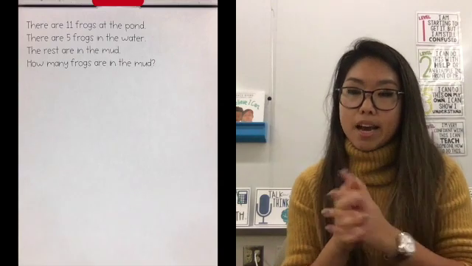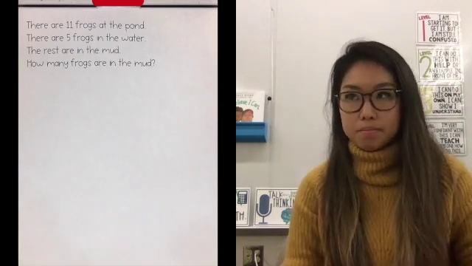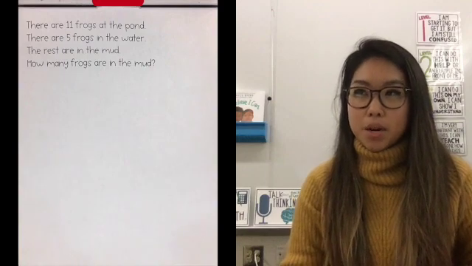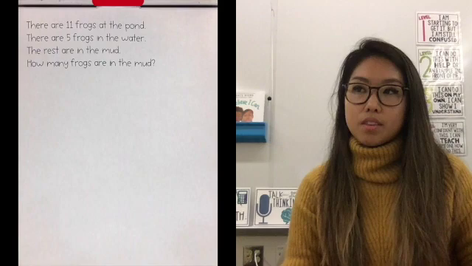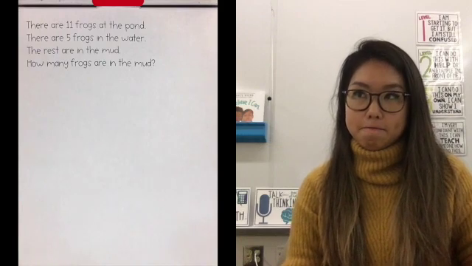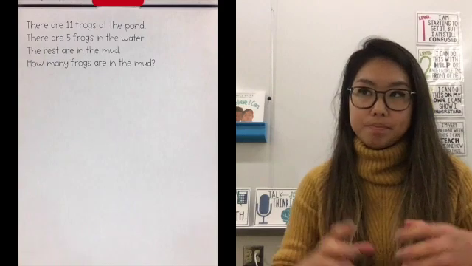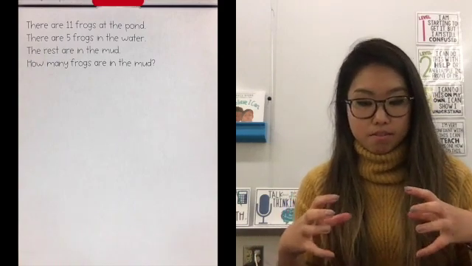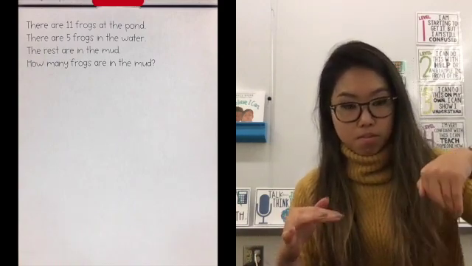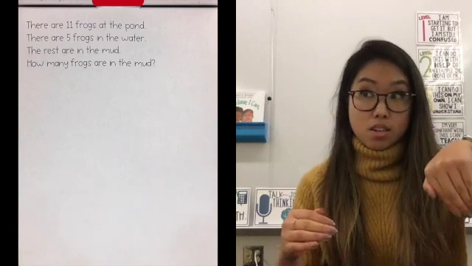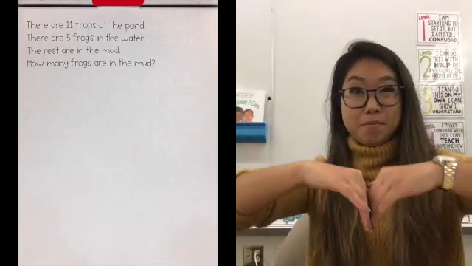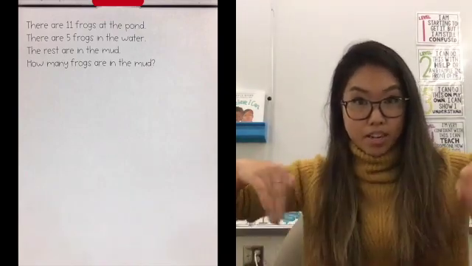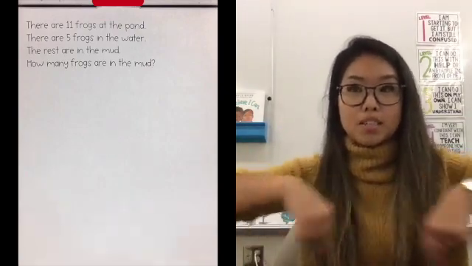So third read, how are we going to solve this problem? There are 11 frogs at the pond. There are 5 frogs in the water. The rest are in the mud. How many frogs are in the mud? Okay. Now I'm thinking, so there's 11 at the pond, and I know some of them, which is a part, are in the water, so that's 5, and I know the other part is in the mud because I'm really taking this pond and I'm putting it into parts because my pond is a whole.